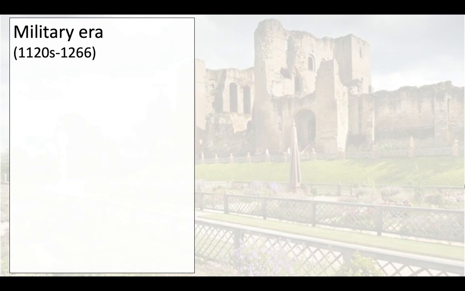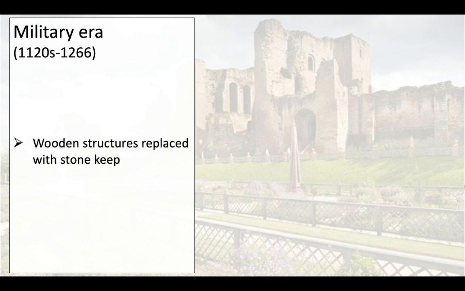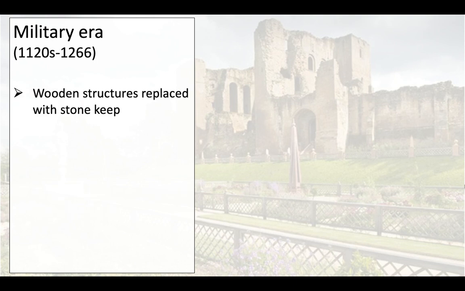So let's begin with the military era. How does Kenilworth change in these years? So first of all, the first major change is that Kenilworth begins as a wooden structure, but very quickly a stone keep, the Great Tower, is built. That's built with the support of King Henry I and a place for Geoffrey de Clinton to live, as well as this strong defensive building.